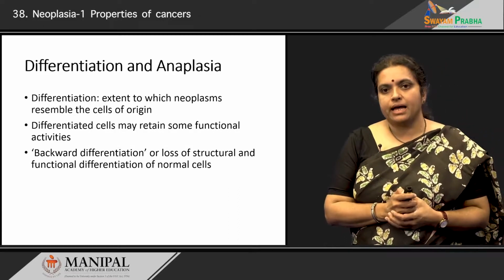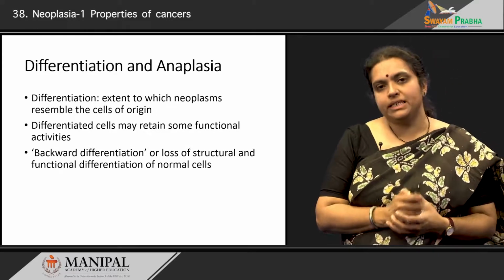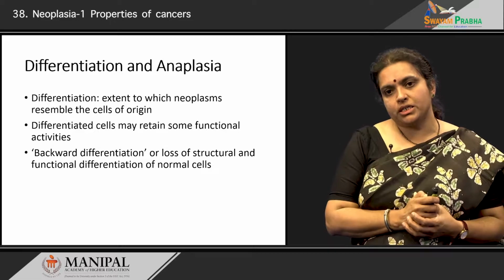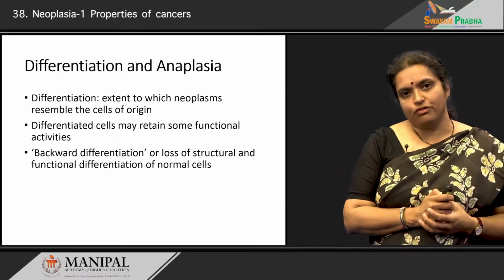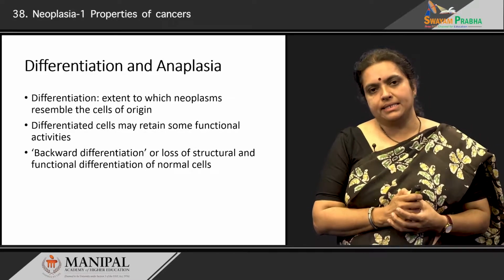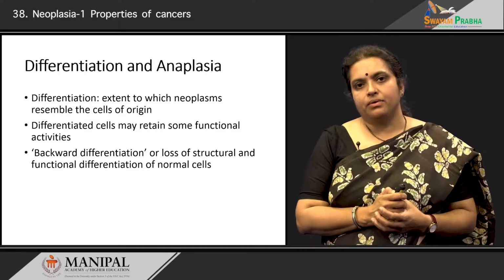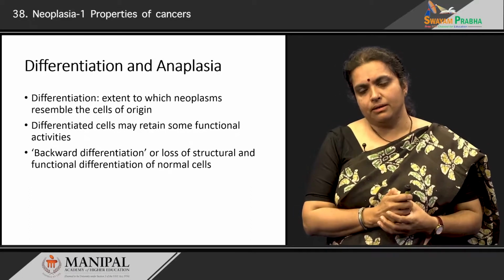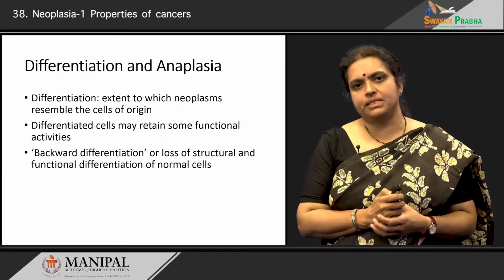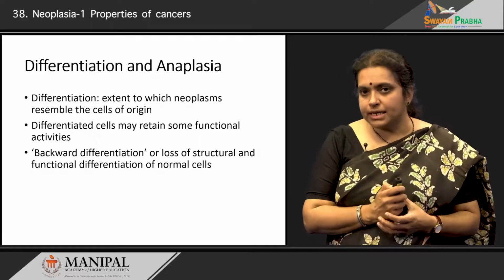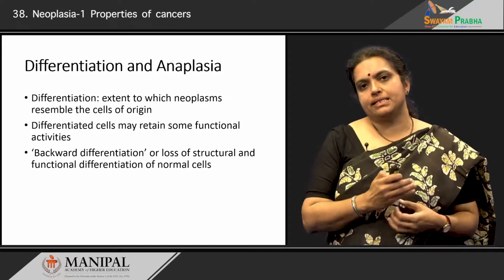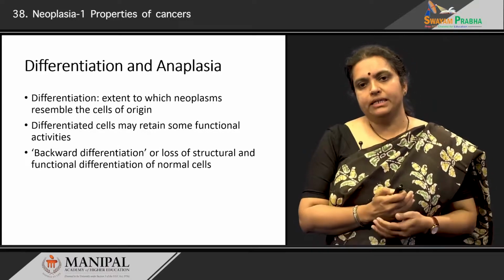Now, differentiation and anaplasia, what are these? What do these terms stand for? Differentiation means the extent to which neoplasms resemble the cell of origin. Now, when we say this, what do we mean? Suppose you have a cancer arising on the skin. To what extent does this tumor that is arising from the skin, which is a carcinoma, usually a squamous cell carcinoma, resemble the normal skin? According to that, we say it is either well differentiated or very poorly differentiated.